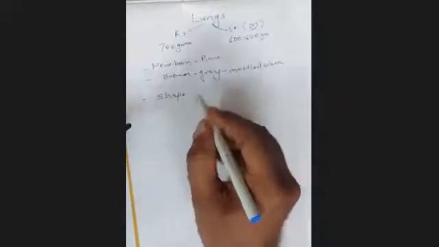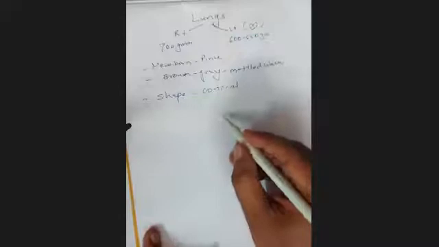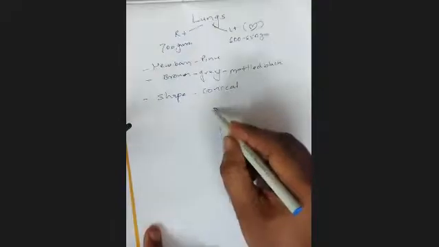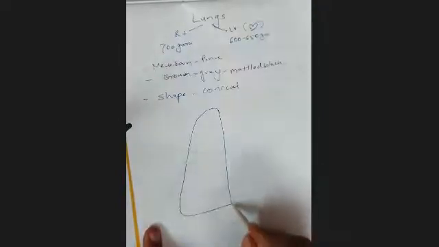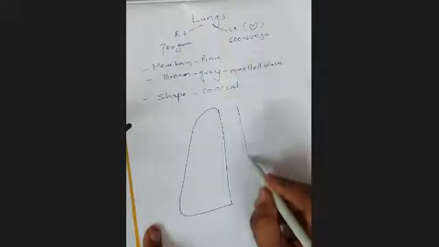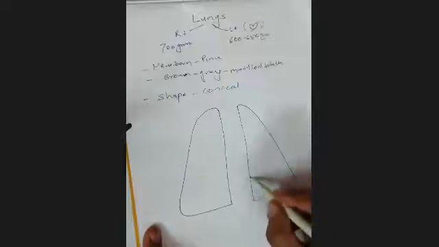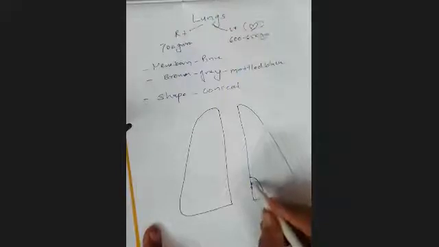So what is the shape of the lung? The shape of the lung is conical. And what are its parts? Now I am drawing the two lungs. This is the right lung, and this is the left lung. But whenever we draw the left lung, we draw a notch like this. So here will be the heart. This is how the left lung will look like.